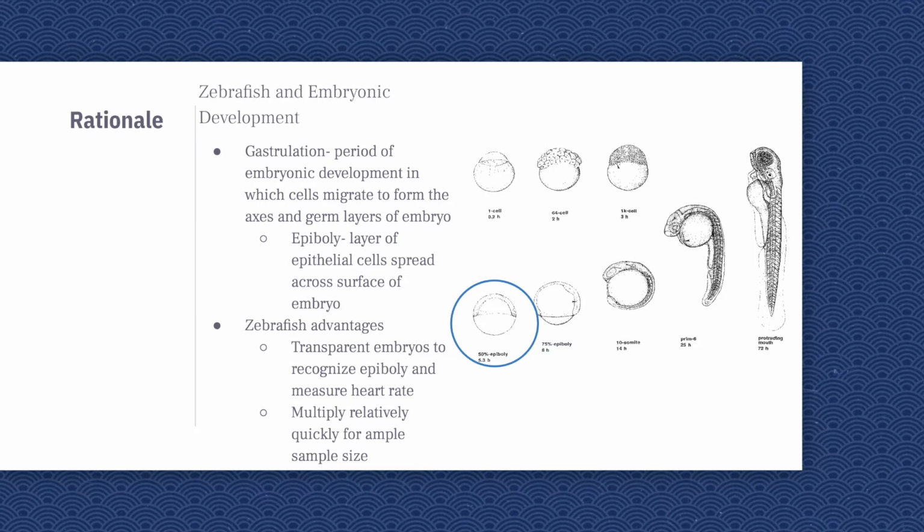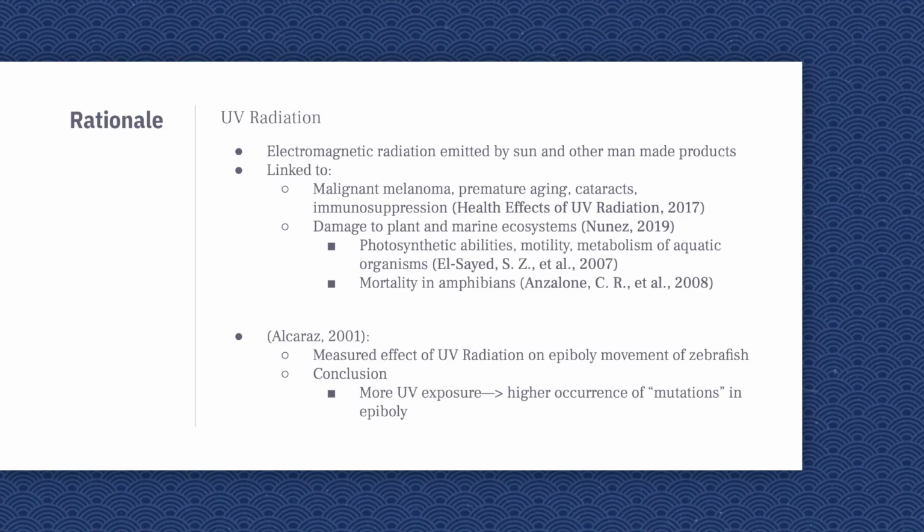Another part of development where data was collected in this experiment is the long-pec stage, 48 hours after fertilization, when the embryo is just about ready to hatch. At this stage, the heart rates of the embryos were taken. Knowing this background on the development of zebrafish, one more important point of data to know about the effect of radiation on zebrafish development is that in a study by Alcaraz in 2001, UV radiation was found to cause a high occurrence of mutations in the epiboly stage of gastrulation.